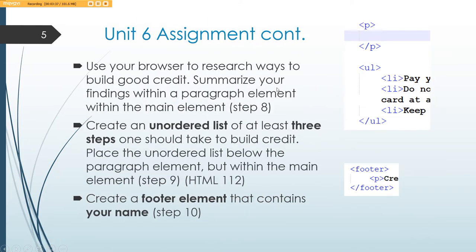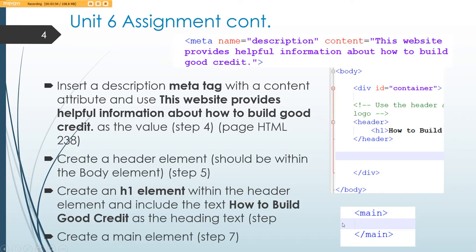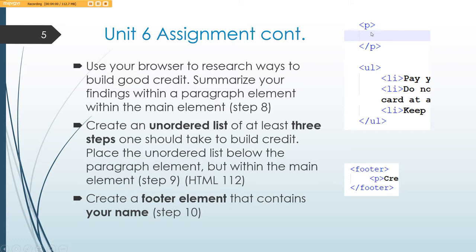Then you're going to use your browser to research ways to build good credit. Summarize your findings within a paragraph element. So this is a paragraph element. And in here, now we're still in the main. So all of this right here is inside the main. So if you're confused or you're not certain, look in the book. But this is all in the main. So all these things you're going to type inside the main. In the paragraph, you're going to summarize what you found. So you're going to write your own paragraph inside this paragraph element.